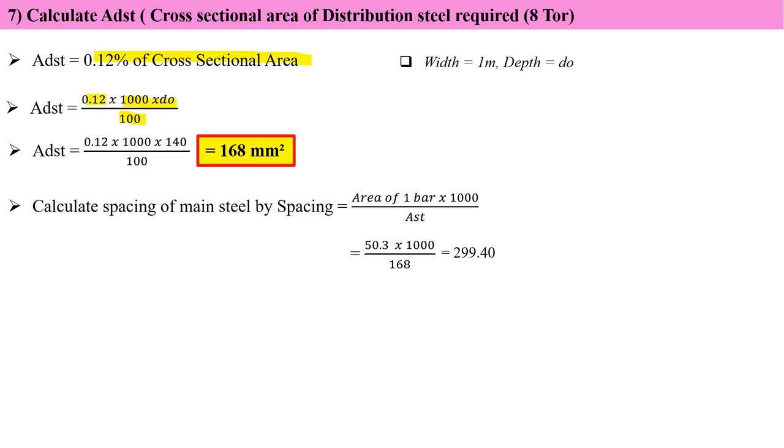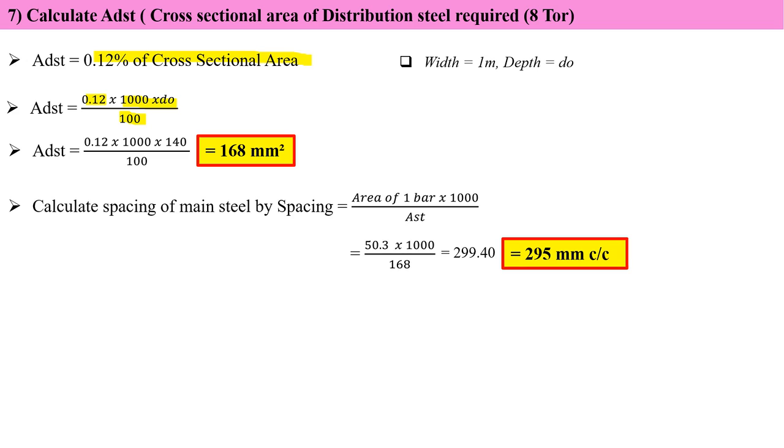Similarly, I am going to calculate the spacing. I am getting 299.4 mm. So I'm not going to make it 300 mm. I am going to put it on the lower side, that is 295 mm center to center.